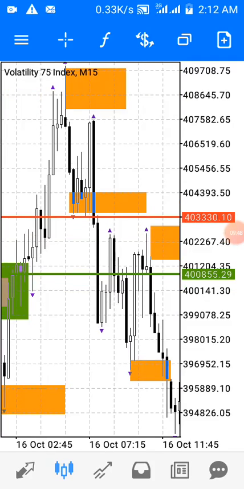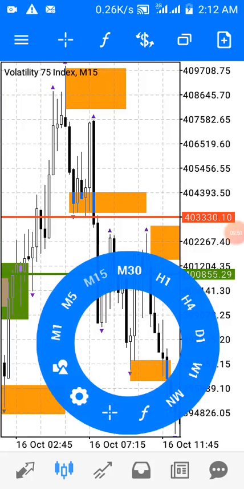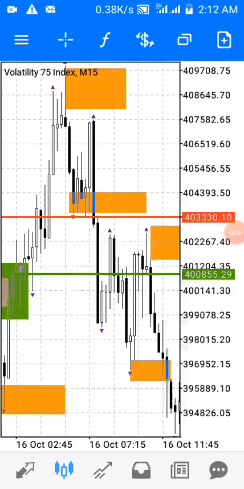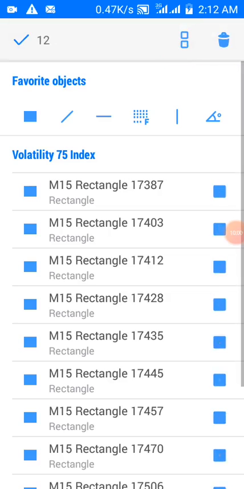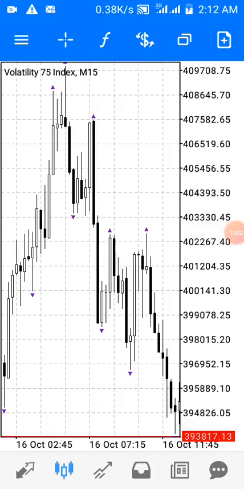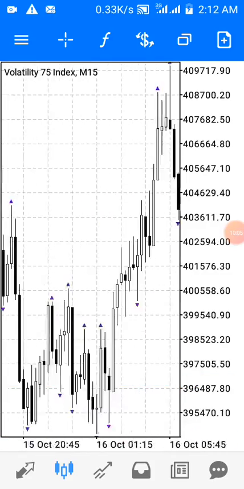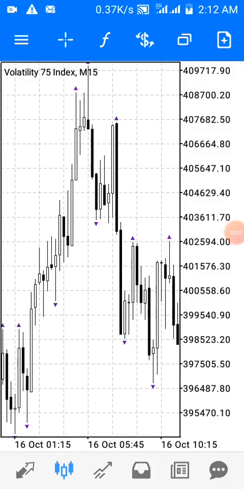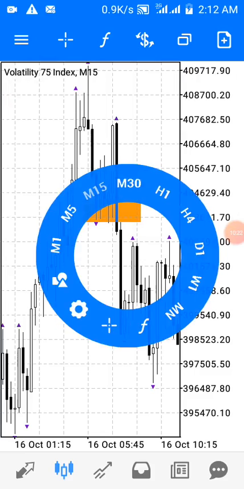Now that's that. Let me remove some of the objects so that we have a cleaner chart. Okay, chart is tidy. So now let's take an example here. This is my support and I have a breakout of the support. So I'm going to use this strategy. It's a martingale hedge strategy.